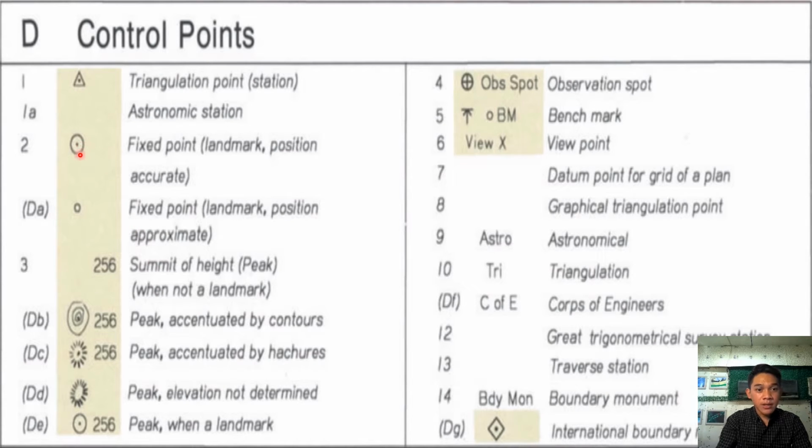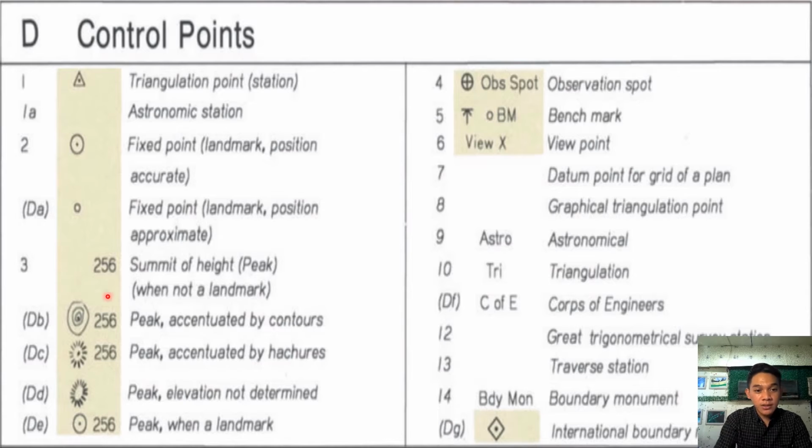This right here. This is a fixed point, a landmark position which is accurate. And the next is a smaller circle without a dot on the inside. So this is also a fixed point, but it is only approximate. So know the difference between the fixed point that is accurate and approximate. So the next is this number. So can you observe those numbers in the chart on the land part of the chart? Those are the summit of height, which are peak. So those are different numbers. This is measured in meters. So this is 256 meters.